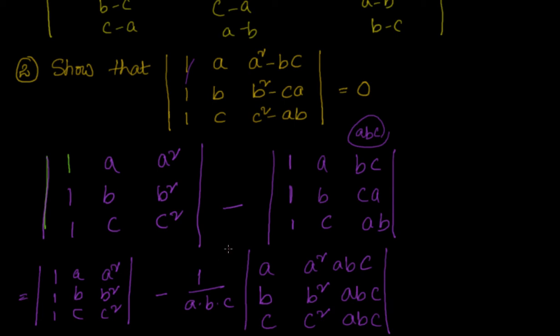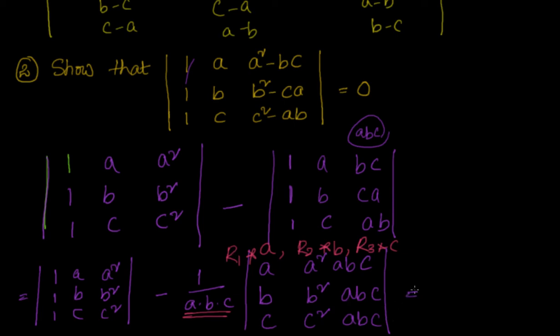What we have done here? We have done R1 into A, R2 into B, R3 into C. At the same time we have divided by ABC so that it is not at all changed. Okay. Now let's come back.